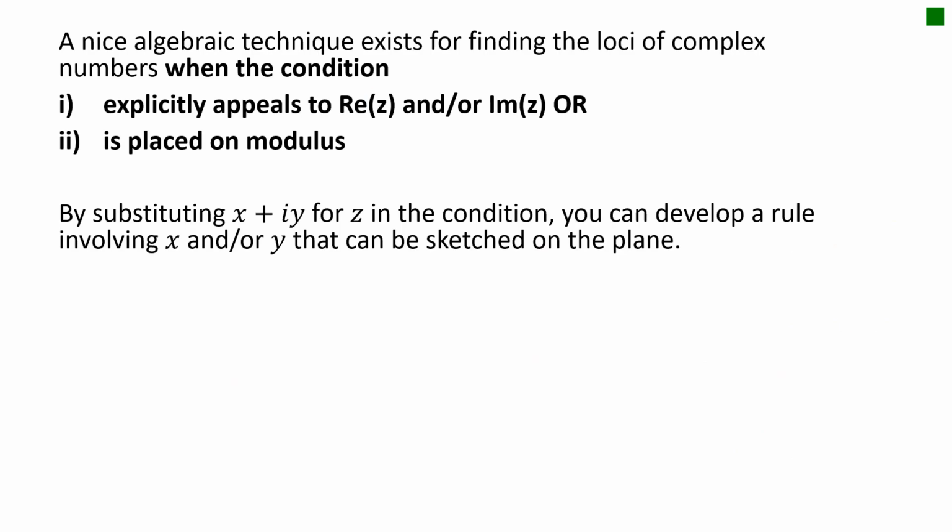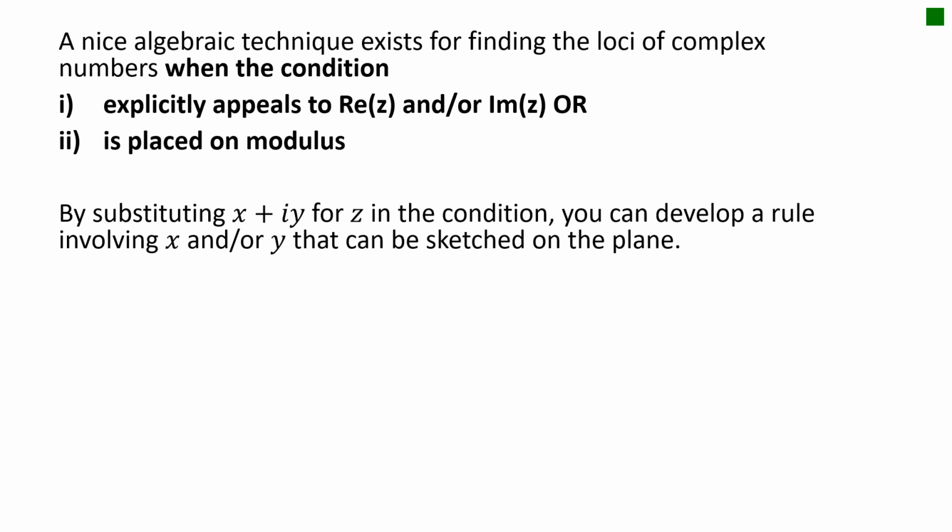Okay, moving on from rays to other important matters. It's nice to know there's a very simple, clean algebraic technique which will always exist for finding loci of complex numbers when one of the following two conditions is in place. Either it's explicitly appealing to the real Z function, which maps the complex number to the real component, or the imaginary Z function, which maps the complex number to the multiple of i. So in either case, you end up with a real number.